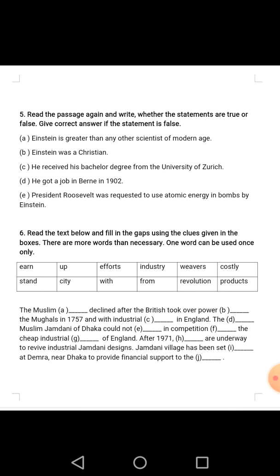Number D. He got a job in Bern in 1902. This statement is true. Number E. President Roosevelt was requested to use atomic energy in bombs by Einstein. This statement is true.